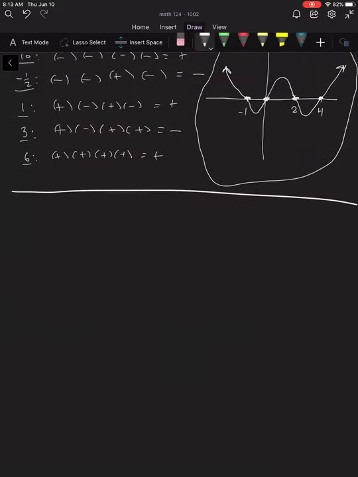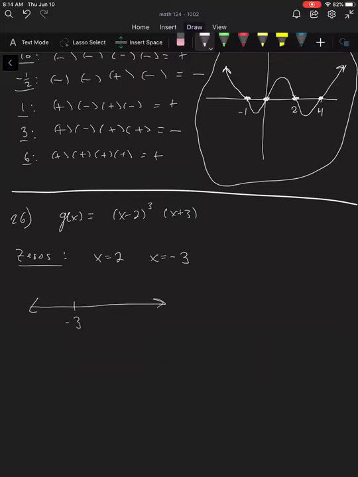How about 26? So 26 is g of x is equal to (x minus 2) cubed times (x plus 3). So to find our zeros, we're going to get x is equal to 2 and x is equal to -3. So we put those onto a number line, and just pick some numbers over here.